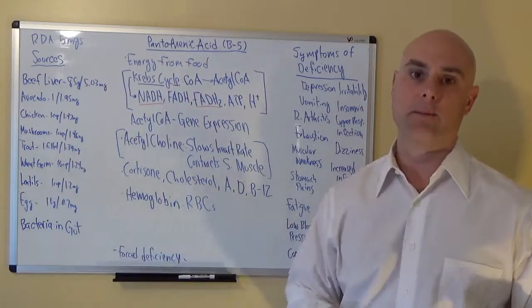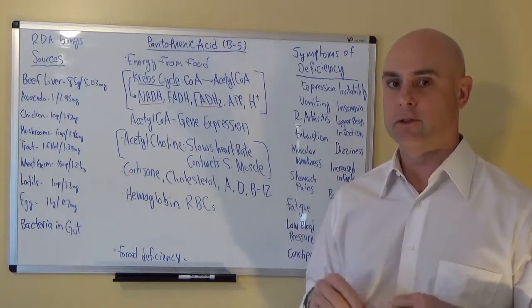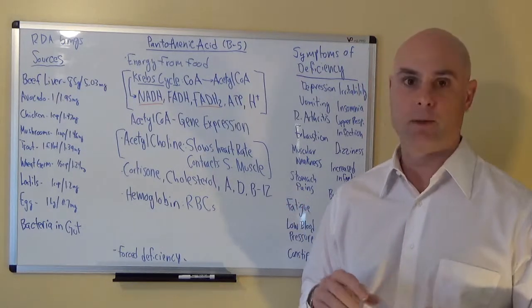And certain gut bacteria also produce pantothenic acid for us. So this is just a snapshot of vitamin B5 or pantothenic acid.